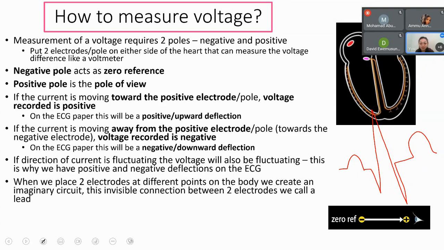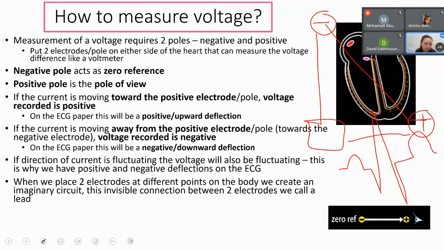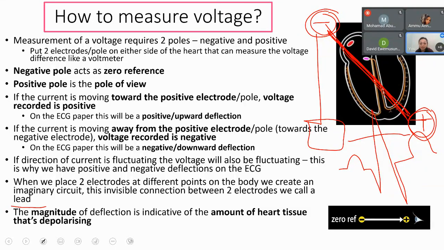So when we place two electrodes at different points of the body, we can create an imaginary circuit, exactly what I've done here. I've connected this to a voltmeter and made an imaginary circuit. That imaginary circuit is called a lead. This is called an electrode, but this connection is a lead.